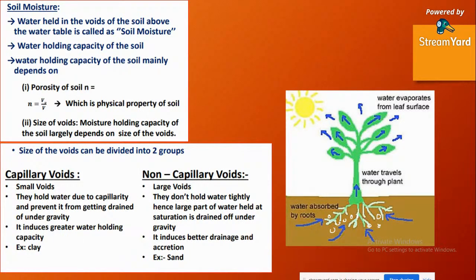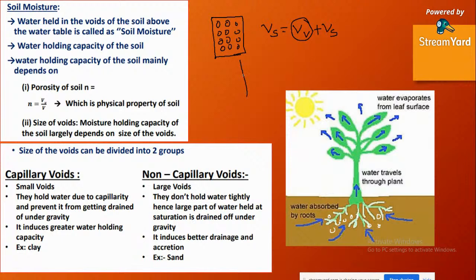If you take a soil sample, this soil sample is composed of different solid particles. And if you calculate the total volume of the soil, then that is the volume of the voids plus the volume of the soil solid particles. So within this volume of the voids, the soil moisture will be stored. And that is the part of the moisture which is stored above the groundwater table.